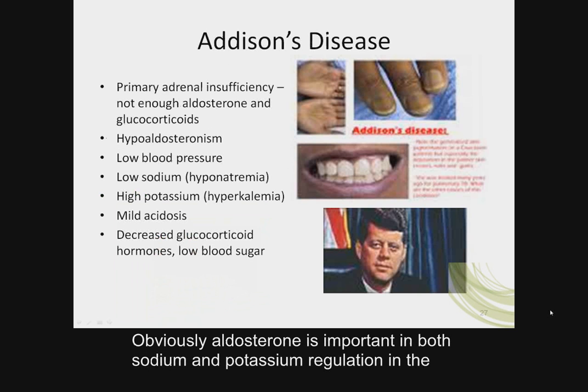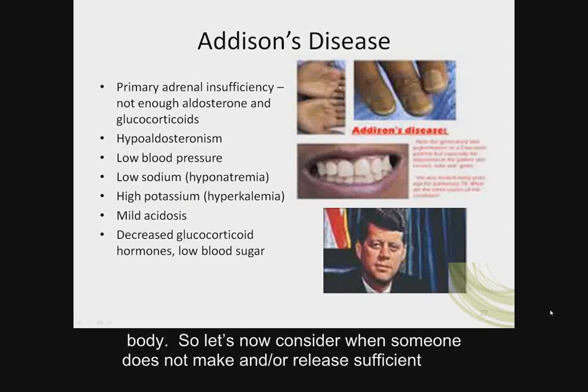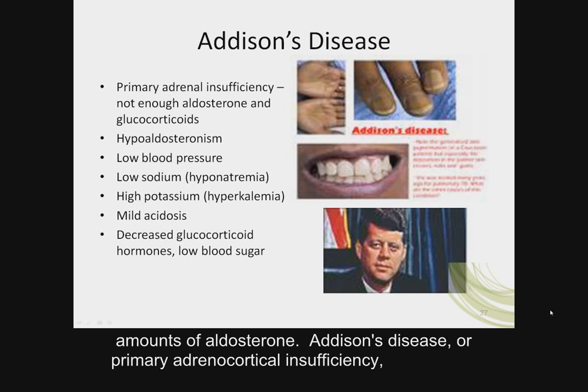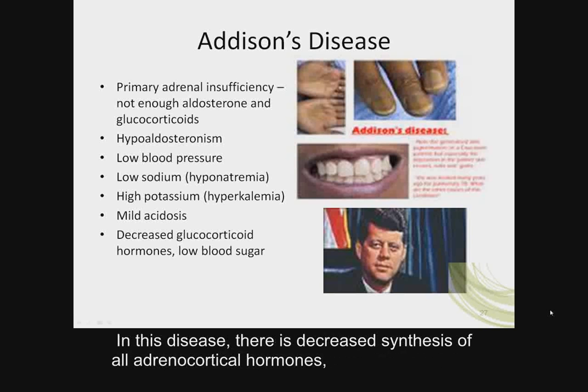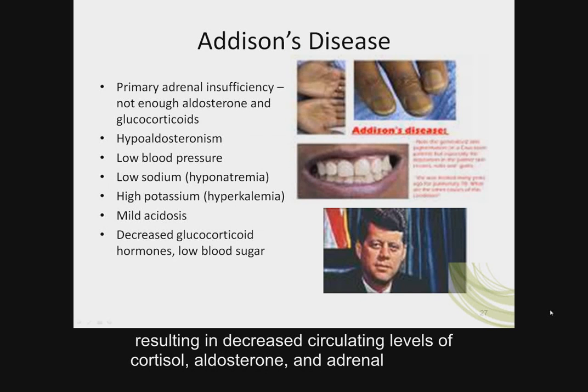Obviously, aldosterone is important in both sodium and potassium regulation in the body. Let's now consider when someone does not make and/or release sufficient amounts of aldosterone. Addison's disease, or primary adrenocortical insufficiency, is commonly caused by an autoimmune destruction of all zones of the adrenal cortex. In this disease, there is decreased synthesis of all adrenocortical hormones, resulting in decreased circulating levels of cortisol, aldosterone, and adrenal androgens.